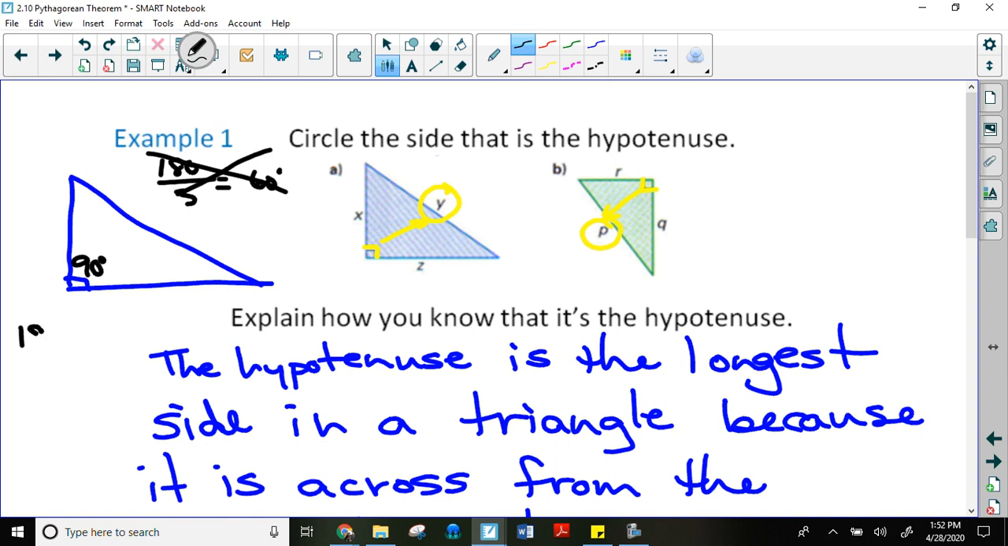Well, 180 minus 90 is 90. So that means that this angle and this angle have to add up to give you 90. That makes this the biggest one because both of these are going to be smaller than 90 because they have to add up to 90. So the largest angle has the largest side across from it. The next largest angle will have the next largest side and so on and so forth. Okay?